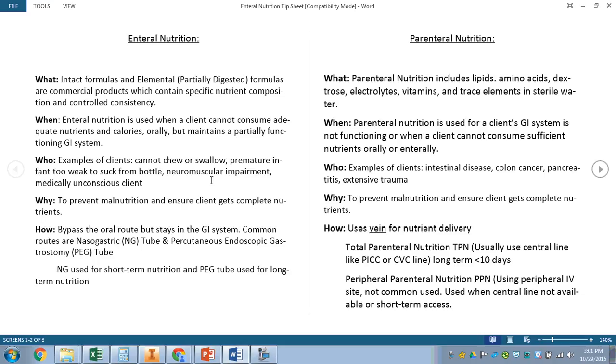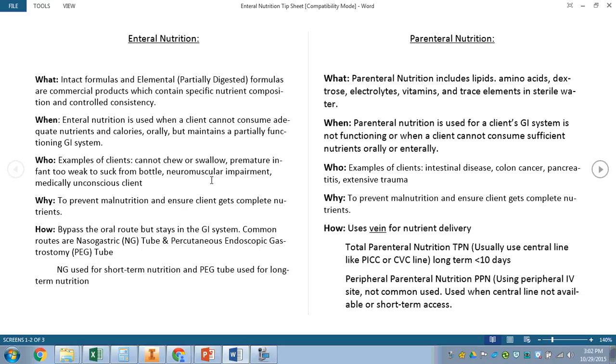Some examples. They can't chew or swallow safely. I talked about that. A premature infant, too weak to suck from a bottle. I shared a personal experience of my son being in the hospital, and for his nutrition, he had to have a feeding tube. He didn't have that sucking reflex yet. A neuromuscular impairment, someone that had a spinal cord injury and is paralyzed. They are not going to be swallowing or chewing for a while. They're going to get a PEG tube. A medically unconscious client cannot swallow.